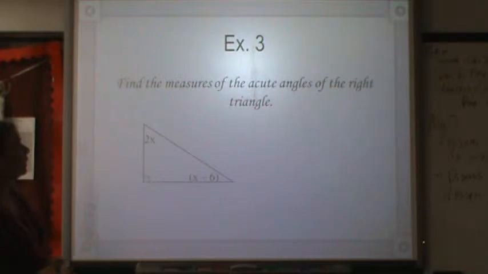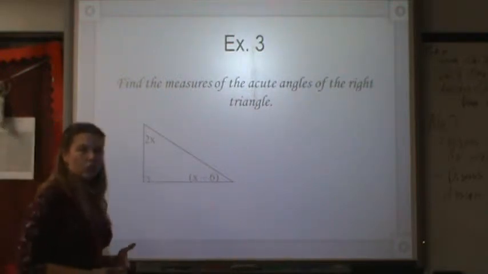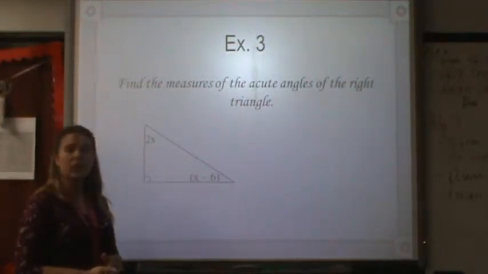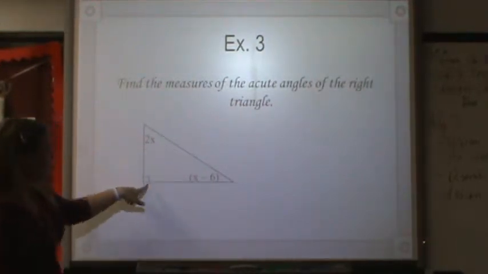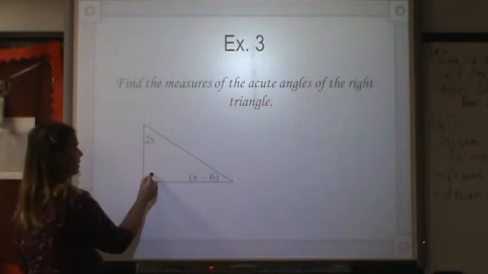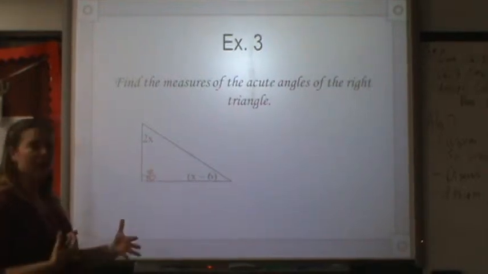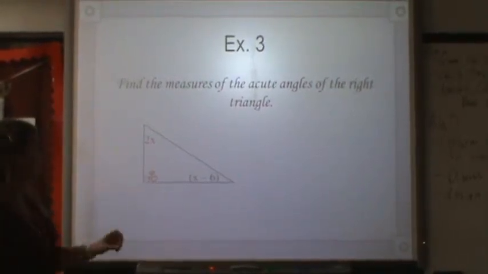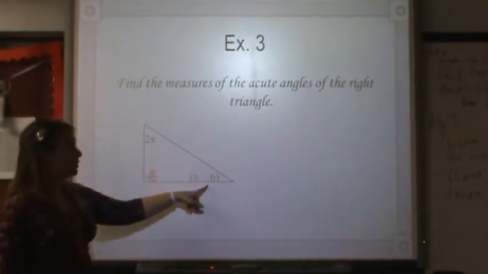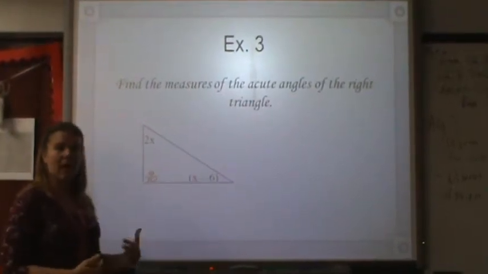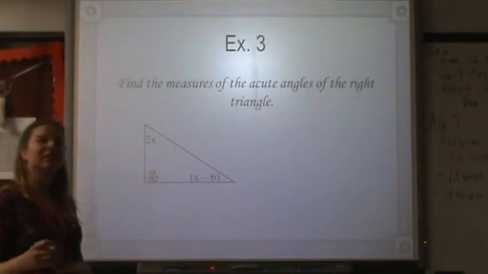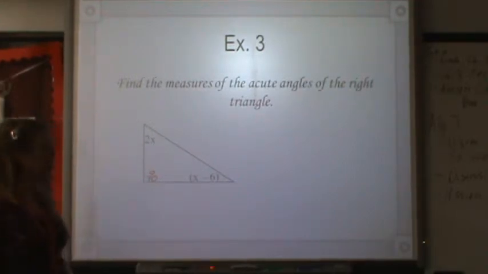So example 3, we want to find the measures of the acute angles of the right triangle. So this is trying to use one of the theorems that I had just talked about, being that this is a right triangle. We know this is 90 degrees. So we're trying to use a shortcut to figure out what x is. It said that the two acute angles in a right triangle must be complementary, which please remember means they add to equal 90 degrees.